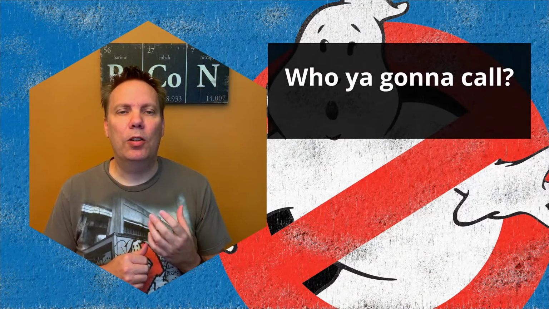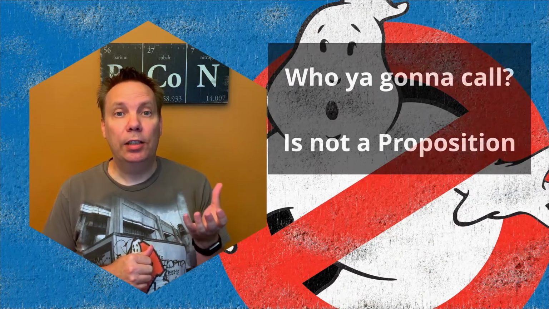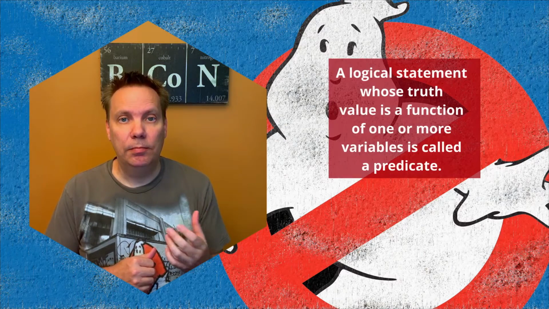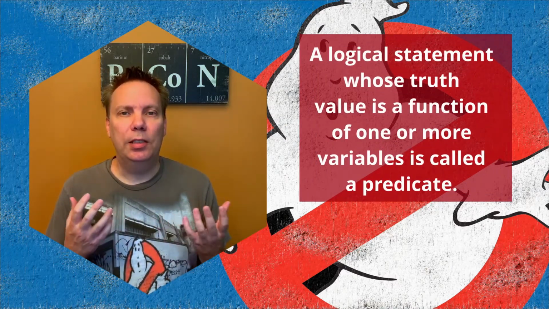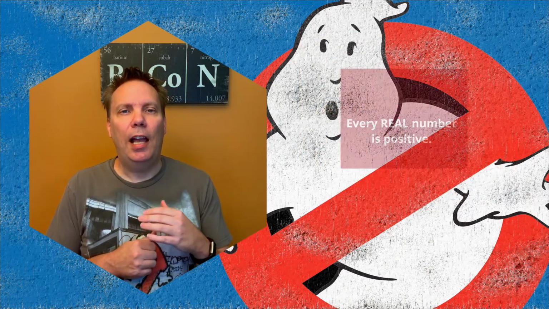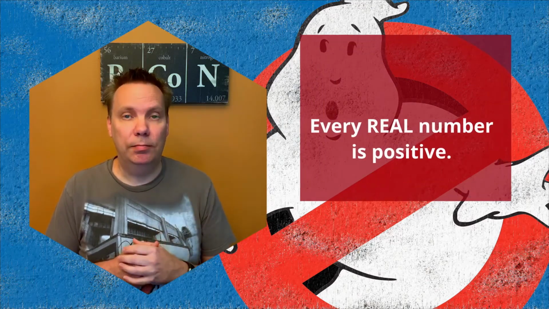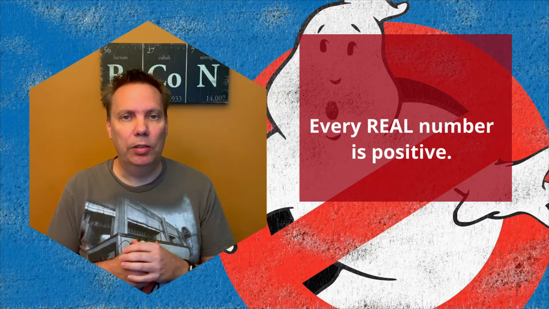In this video, I want to talk about predicates and quantifiers. Most likely, you have heard of statements that are predicates with quantifiers. A predicate is a statement whose truth value is based off of a variable. For instance, every real number is positive. That is false because there are negative real numbers, like -5.